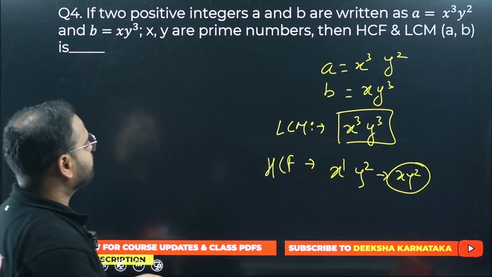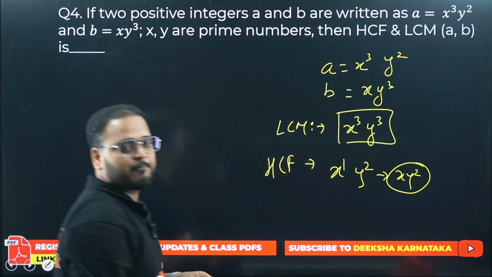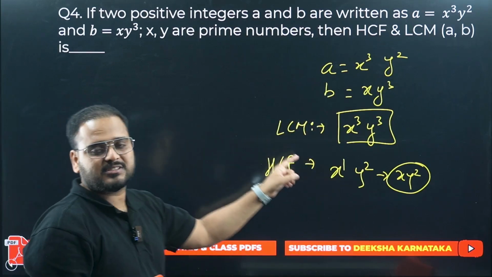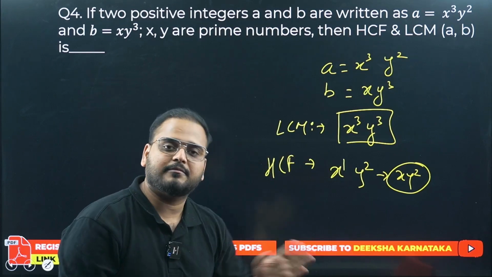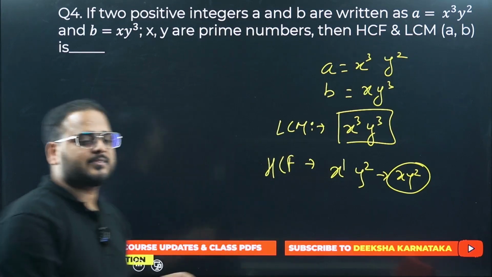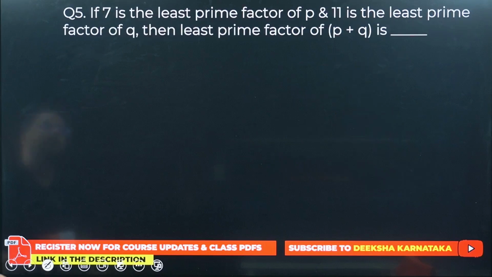Simple enough. This is my number A, this is number B. Moving on. Same approach you can apply for all of this. That's why I said that method 2 is applicable for both variables and numbers as well. Moving on. Question number 5.